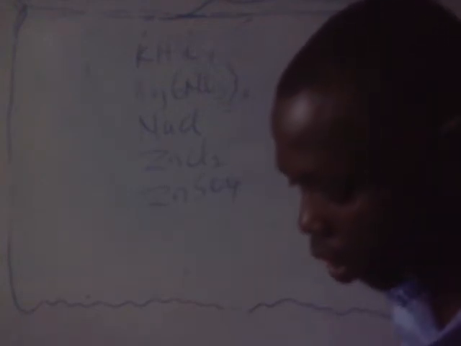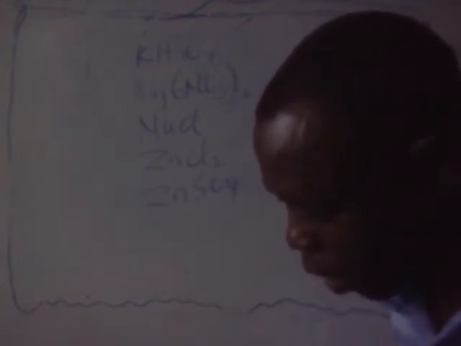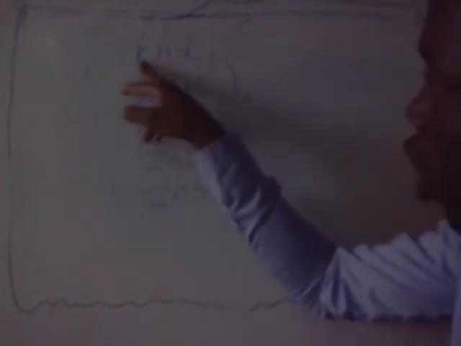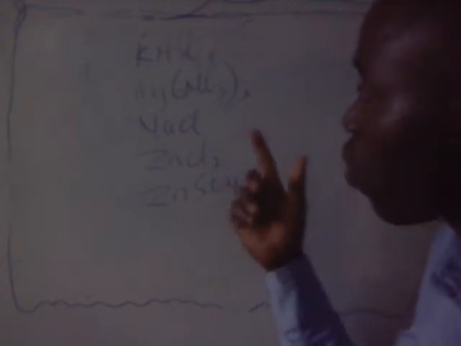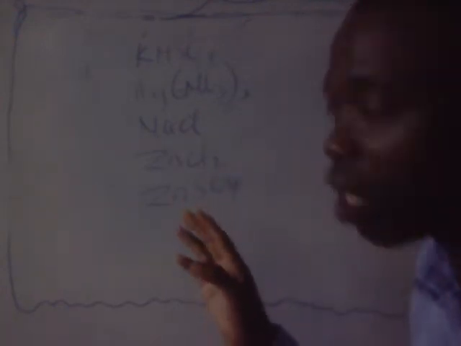Okay, the first one is KHSO4. Now this one is an acidic salt because hydrogen ions are inside the compound. Because the question asks which of the following is not a normal salt, KHSO4 is not a normal salt. So potassium hydrogen sulfate is an acidic salt, KHSO4. So that is the correct option. All the others are normal salts.